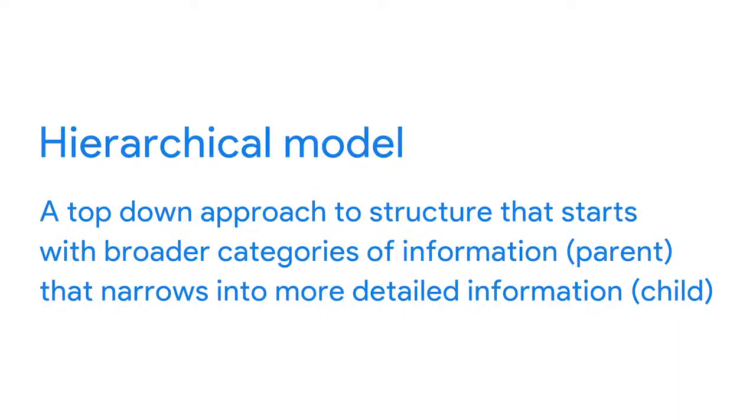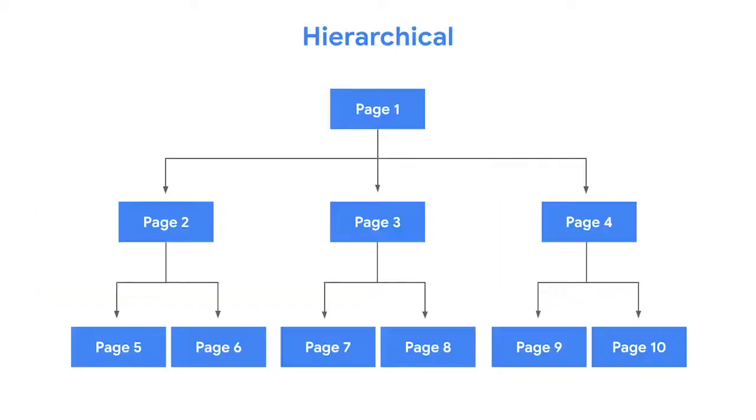The hierarchical model is one of the most popular website structures. It's a top-down approach to structure that starts with top-level categories of information, referred to as the parent level. Then content is narrowed into more detailed information, called the child level. This structure is very similar to a family tree, which is what the parent and child level terms are based on. The first page of a hierarchical website is the home page, where users start.